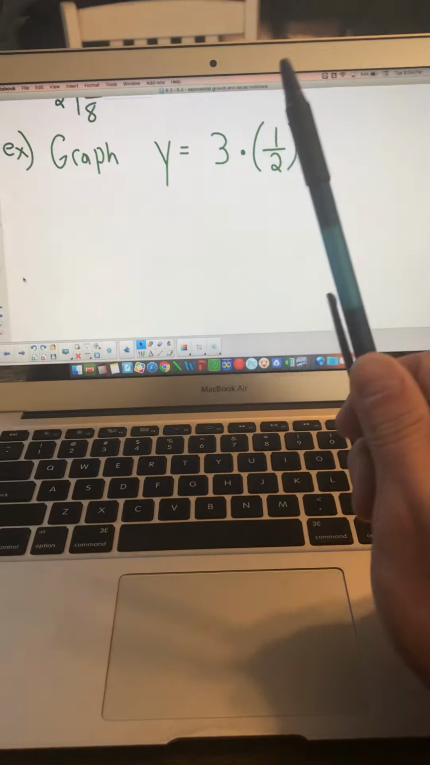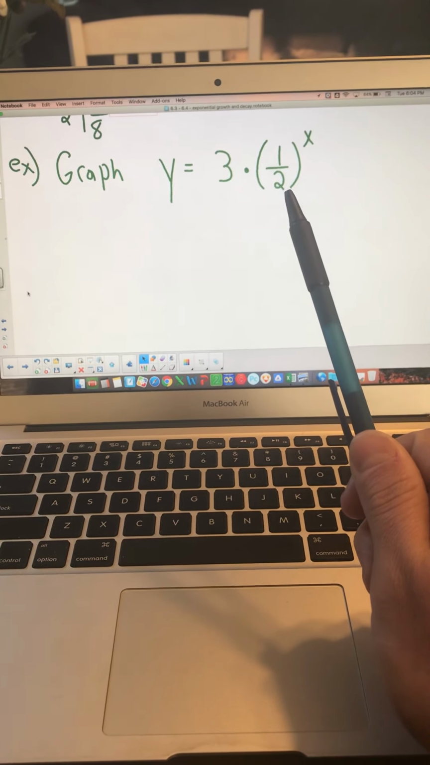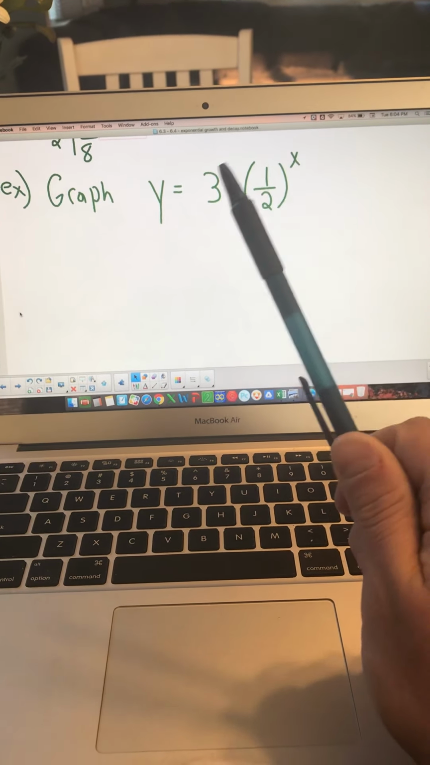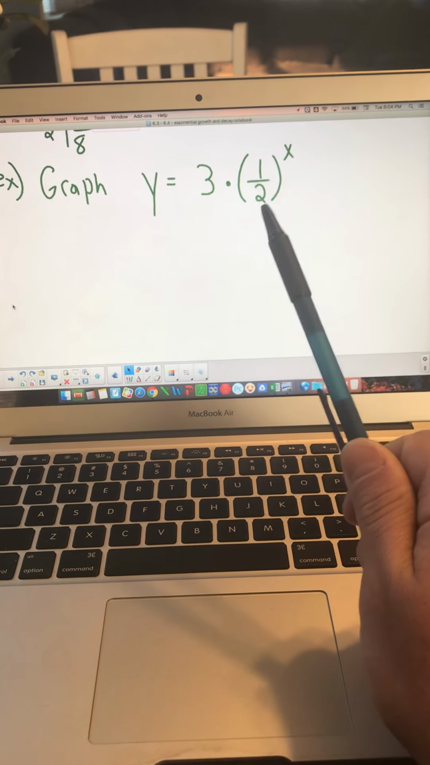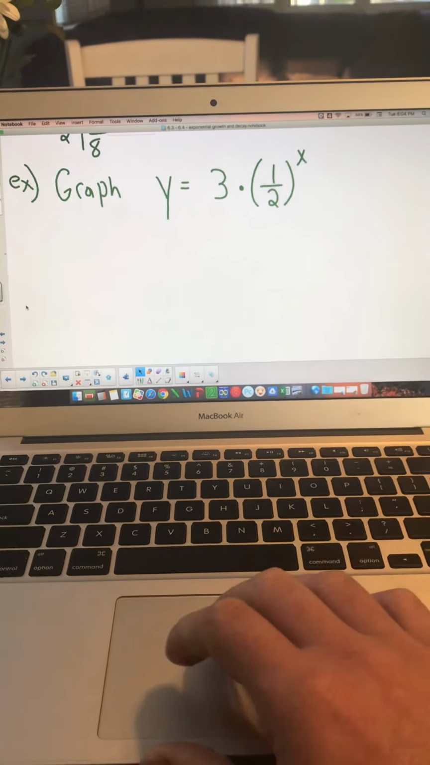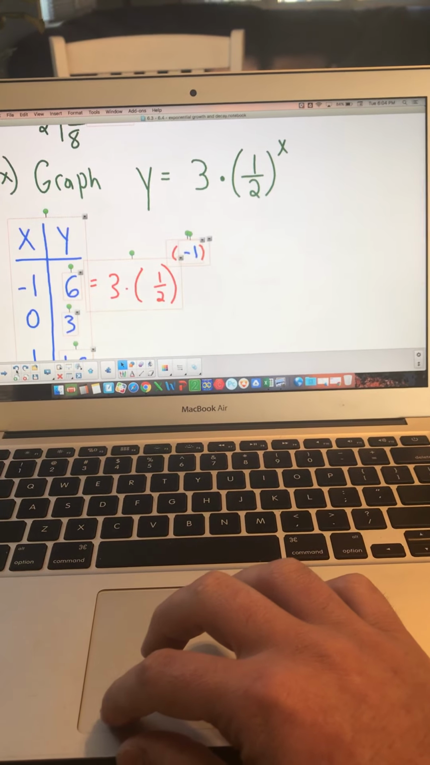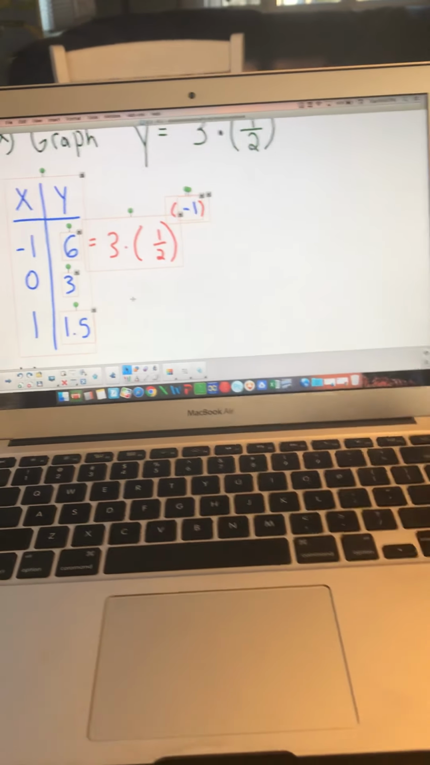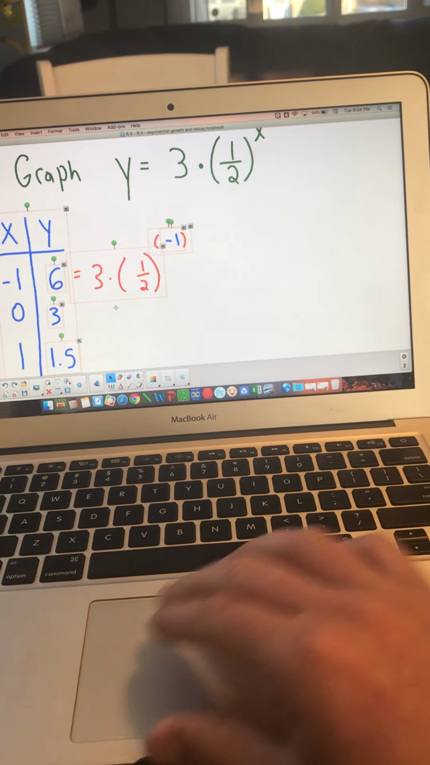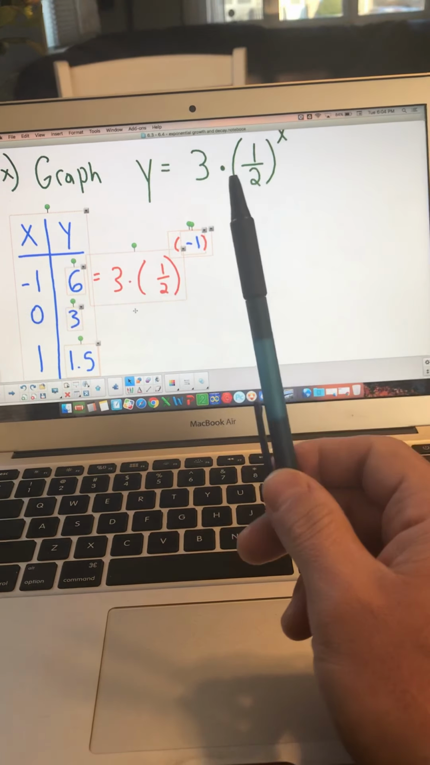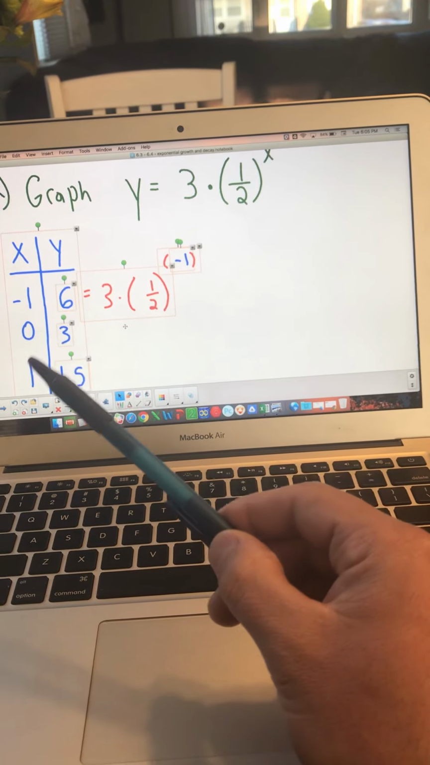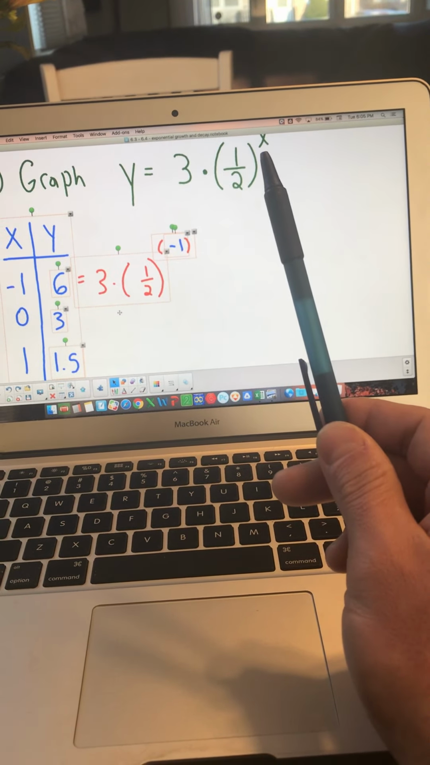Coach Dell, that's a fraction. Yes, it's in between 0 and 1. This fraction is in between 0 and 1. When you see something like that, you know that it's decay. When we graph, we still need the X and Y chart. When we plug in, you better use the parentheses, because if you're boycotting parentheses, you're going to be in trouble. Parentheses around fractions. Still plugging these in as an exponent.